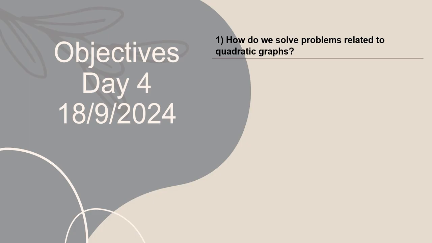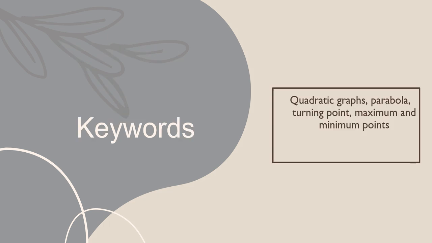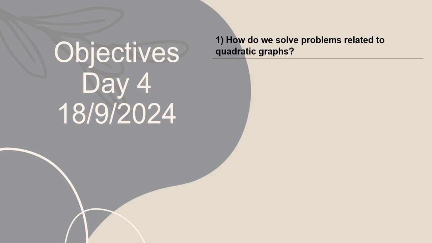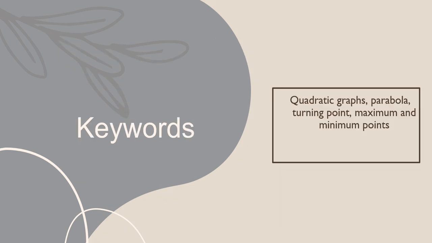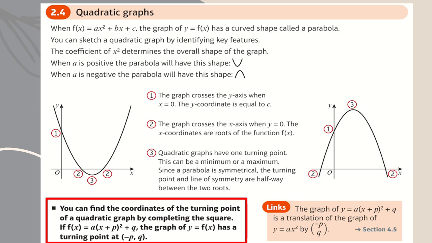Okay, so what are the objectives of today's lesson? It's about how we solve problems related to quadratic graphs. You also need to write down the keywords: quadratic graphs, parabola, turning point, maximum and minimum points. So let's start now from here.